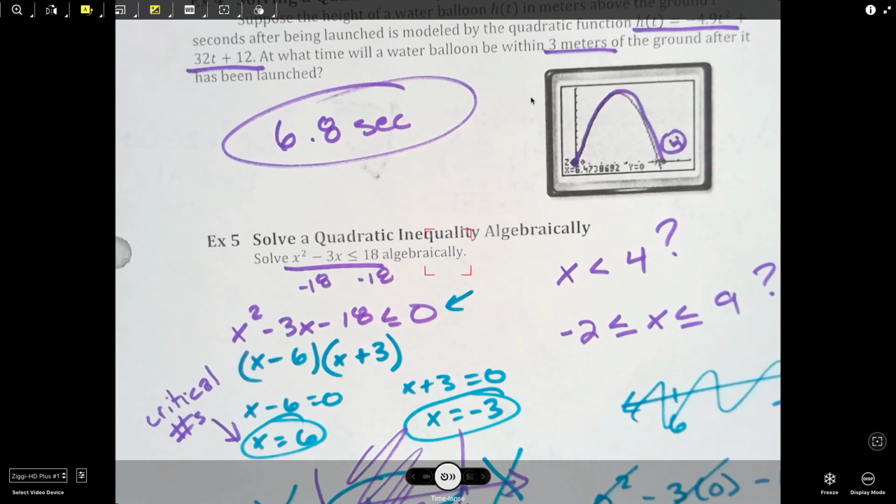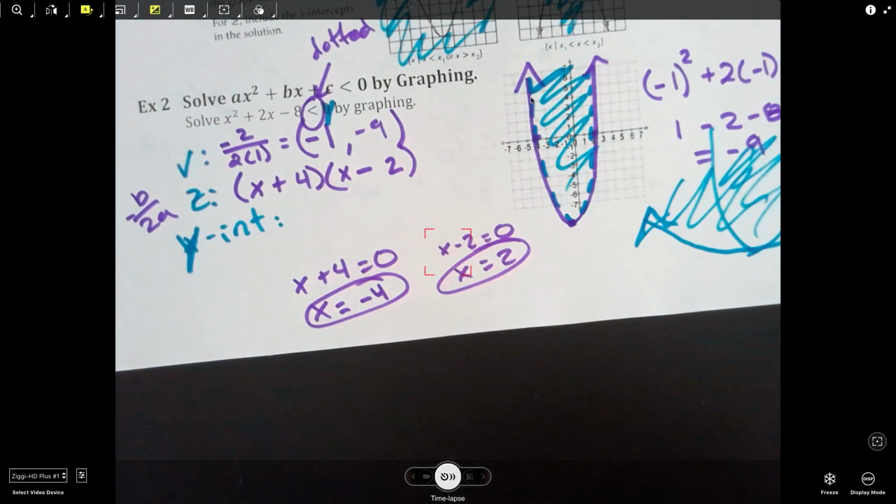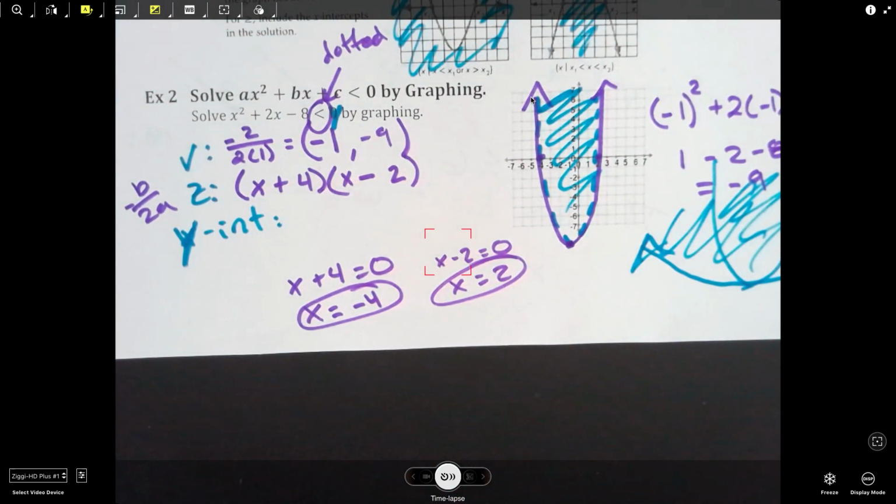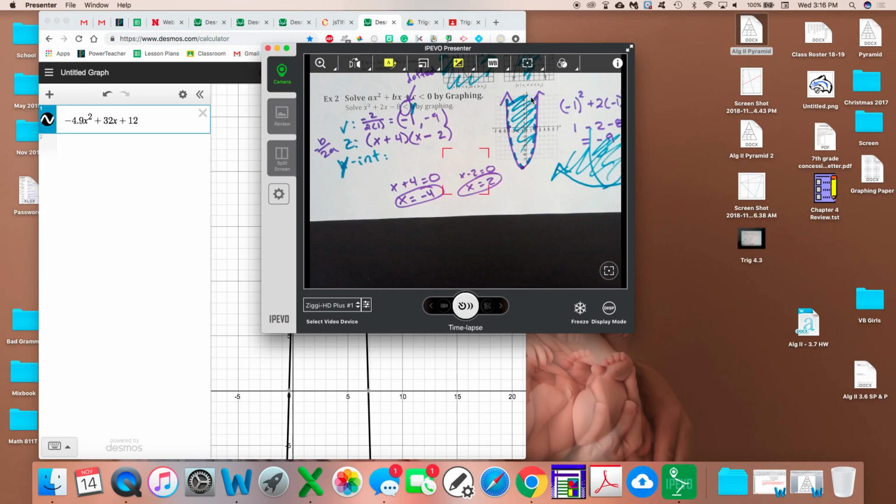Now, if you get confused on which region to shade, just plug 0 in and see if it works, and that will tell you where to shade. Does that make sense? 0 lives inside the parabola. So if you plug 0 in here, does that end up being less than 0? So that works, so we're going to shade the inside. If I plug 0 in, -18 is indeed less than 0. So if you get confused, just plug in a point. Make sense? Good? Great.